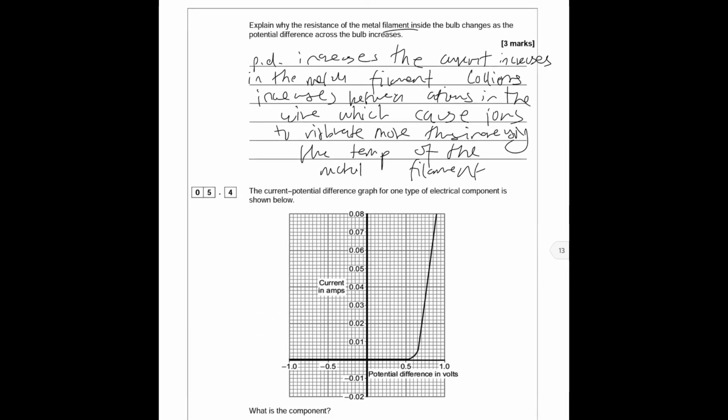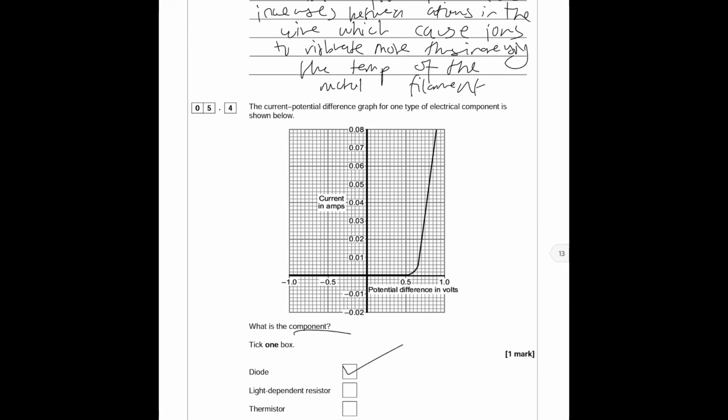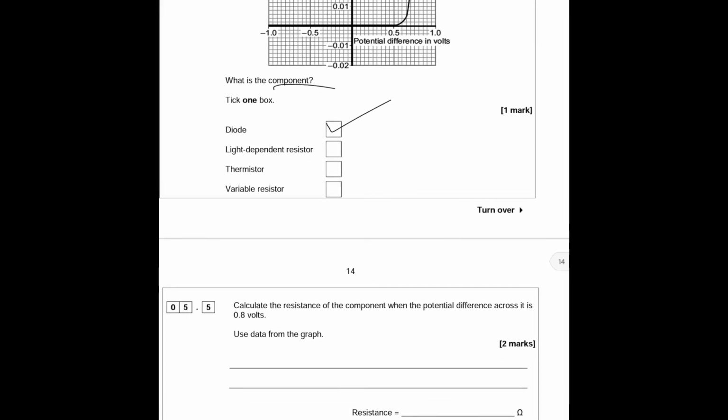There you go, there is 3 marks scored for that one. What is the component? So this is a diode. Remember the graphs for diode, filament lamp, and resistor. Okay, so for diode, this is the graph.